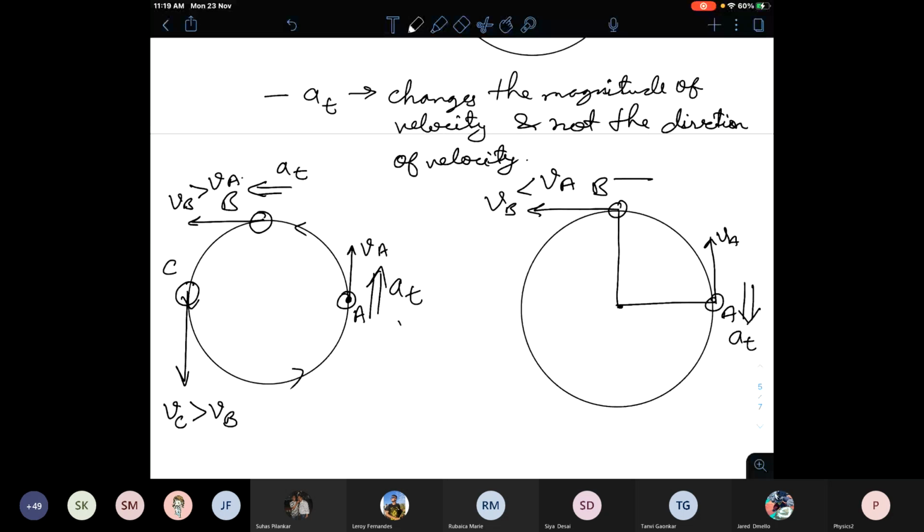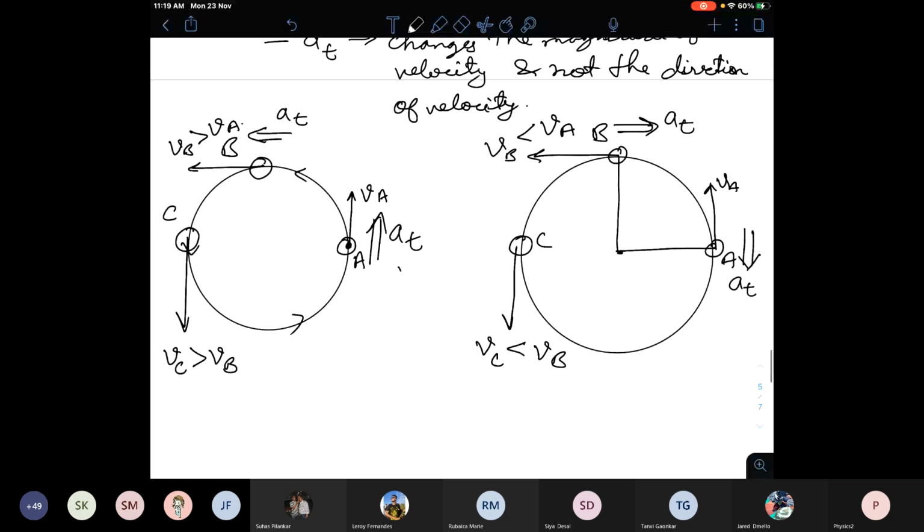Similarly, as it reaches C, the velocity at point C will again be reduced. It will be less than the previous one, and so on. It will keep on reducing. Till what point it will reduce, we don't have to worry about that. We are just talking about the effect of tangential acceleration. Now this was the basic two cases.